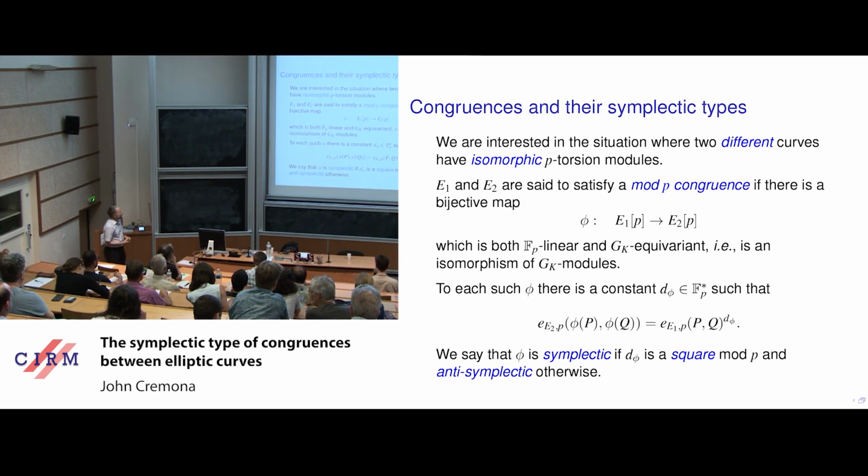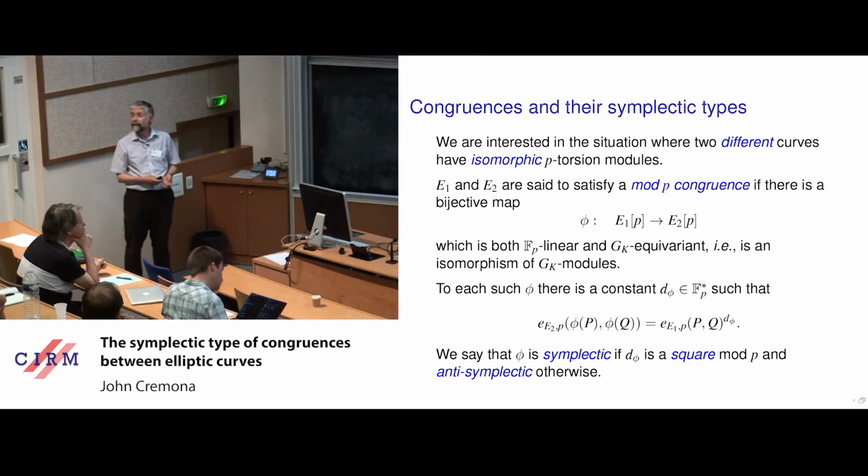And the only thing that matters as far as we're concerned is whether that exponent is a square mod p, whether it's a quadratic residue. So if that is a quadratic residue, then we say that this particular mod p congruence is symplectic. And if it's a non-residue, it's antisymplectic.